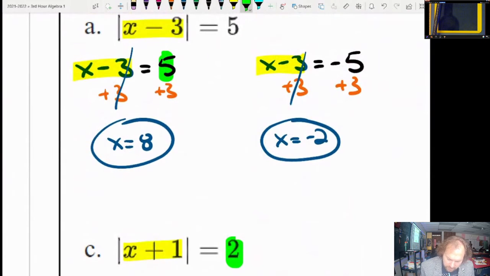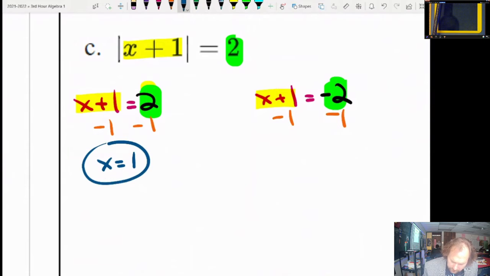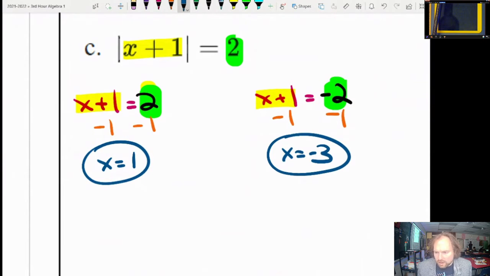Same pattern up there. Inside part stays the same. The number is going to be positive and negative. From here, we're going to solve both these problems at the same time by subtracting 1 from everything. Over here, we're going to get x equals 1 for the first answer and x equals negative 3 for the second answer. Make sure you show all the work also.